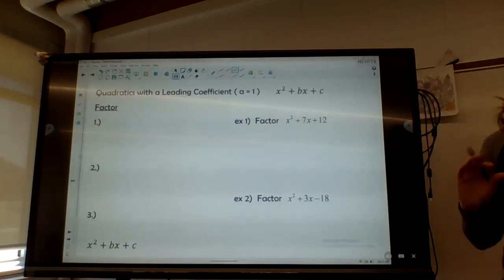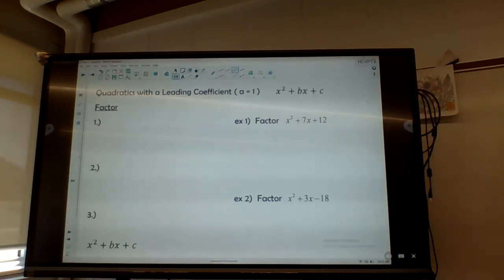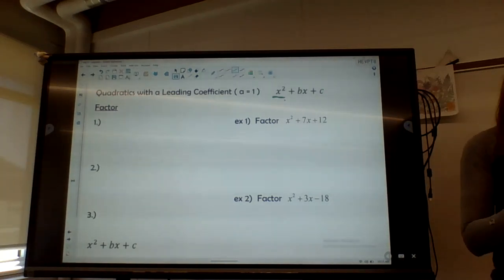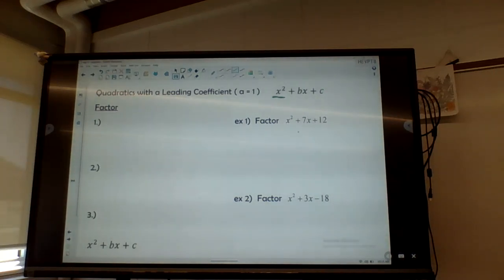So, factoring with a leading coefficient of 1. Basically what that means is it's starting with an x squared, so there's no number in front of the x squared. All of these start with x squared, so that's how we know it's this type of problem. And it has 3 terms. In order to do this, we know it's always going to start with x squared.